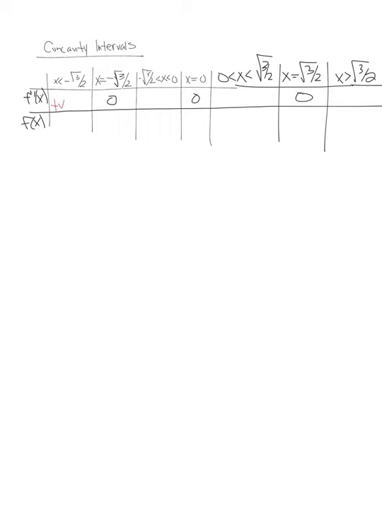So I will choose a test value of negative 2 again, and when I plug that into my double derivative, I'm going to get a positive result. For something between negative root 3 over 2 and 0, I'm going to choose a test value of negative 1. And when I plug that in, it will be a negative result. Something between 0 and root 3 over 2, I will choose a test value of 1. And when I plug that into my double derivative, I'm getting a positive result. And then here I'm going to choose a test value of 2, and I will get a negative result.